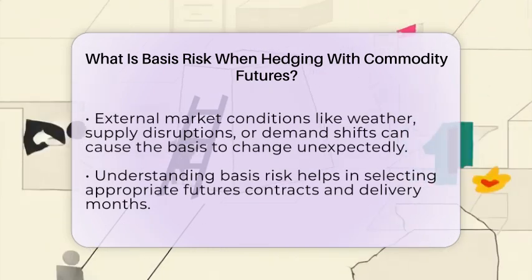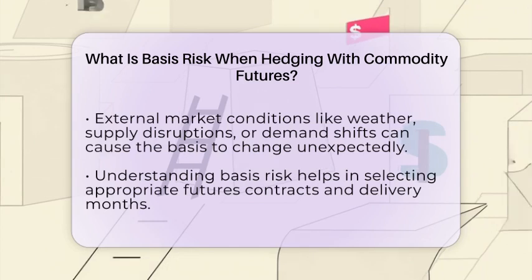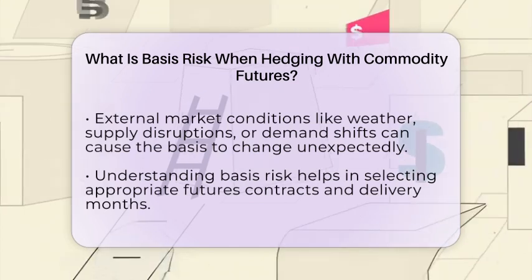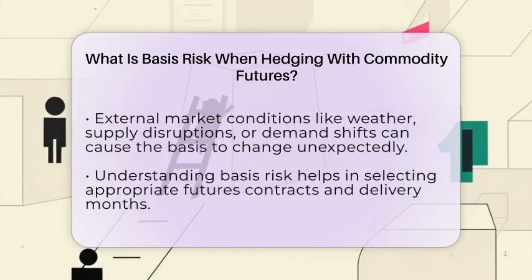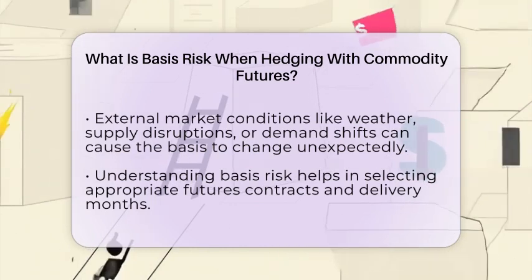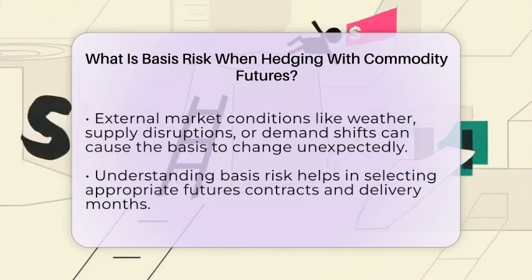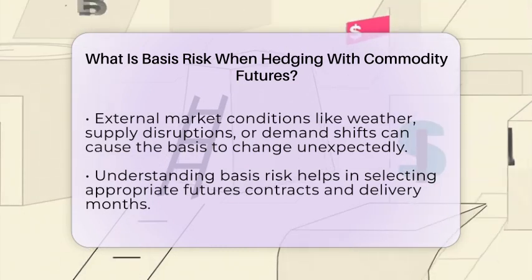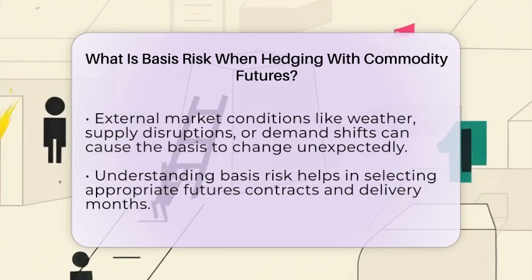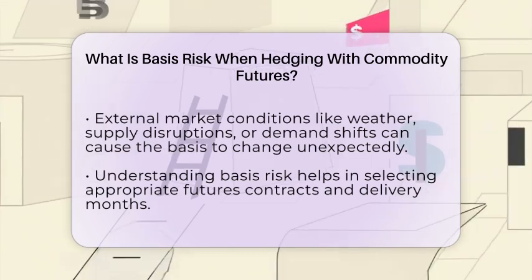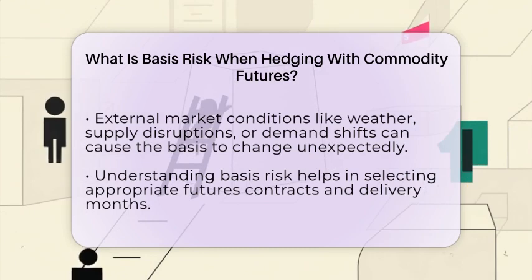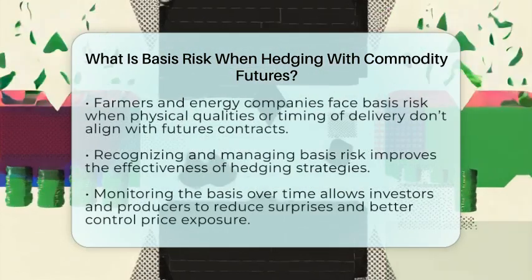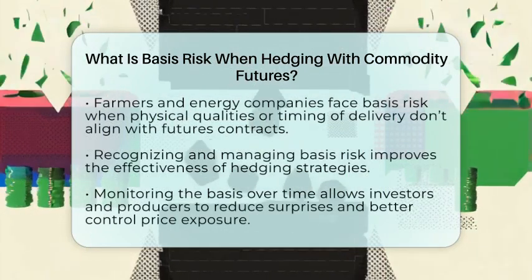External market conditions like weather events, supply disruptions, or sudden shifts in demand can also cause the spot and futures prices to diverge unexpectedly. For anyone involved in commodity investing or production, understanding basis risk is key. It helps you choose the right futures contracts and delivery months that best match your physical exposure. For example, farmers might hedge their crop sales with futures, but if the crop quality or delivery timing doesn't match the contract, the hedge won't be perfect.